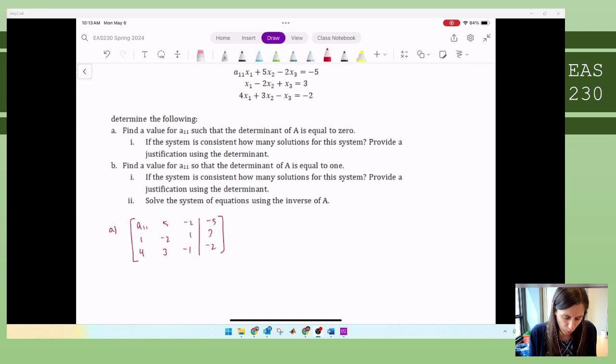It says find a value A11 such that the determinant of A is equal to 0. Oh, never mind. We're talking about determinants. Wrong problem. Here's A.